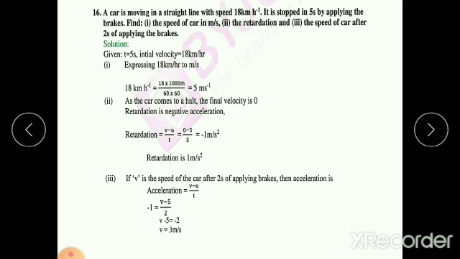Your homework is to write all the definitions, the formulas and the SI units. For example, what is distance, what is displacement, and the SI unit. You can take speed, what is speed, and the SI unit of speed. The same way for velocity and acceleration. You have to write it in your homework book in a neat way, so whenever you want to refer, you can refer to it and remember the formulas and SI units.